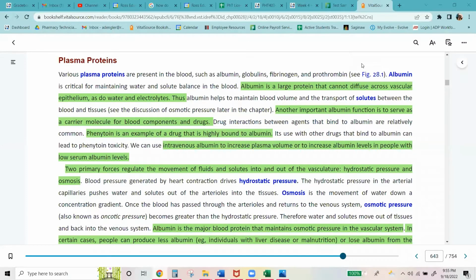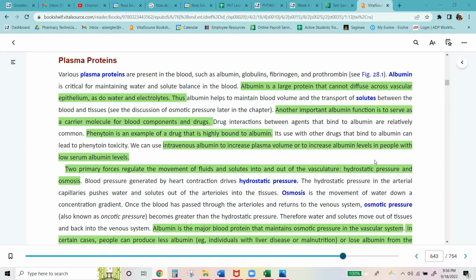Various plasma proteins are present in the blood, such as albumin, globulins, fibrinogen, and prothrombin. Albumin is critical for maintaining water and solute balance in the blood. It's a large protein that cannot diffuse across vascular epithelium, as do water and electrolytes. Another important function of this is to serve as a carrier molecule for blood components and drugs. Phenytoin is an example of a drug that is highly bound to albumin. Its use with other drugs that bind to albumin can lead to phenytoin toxicity.